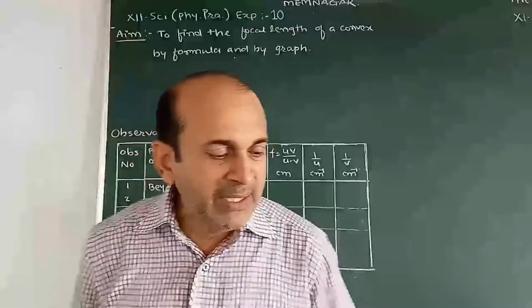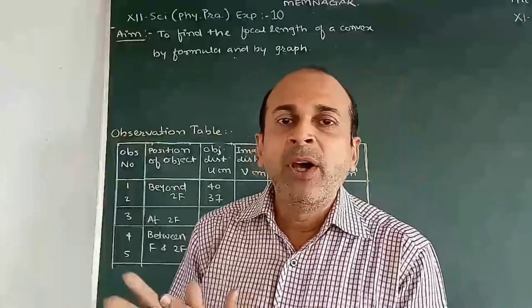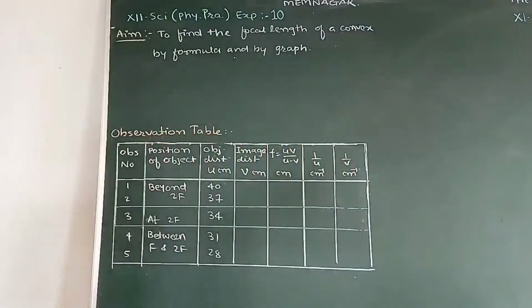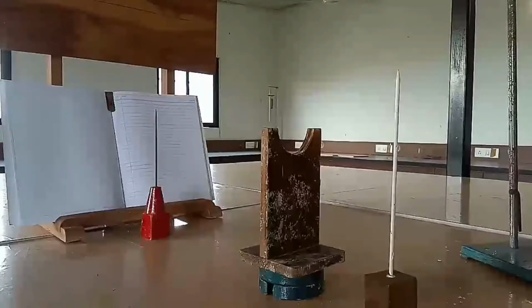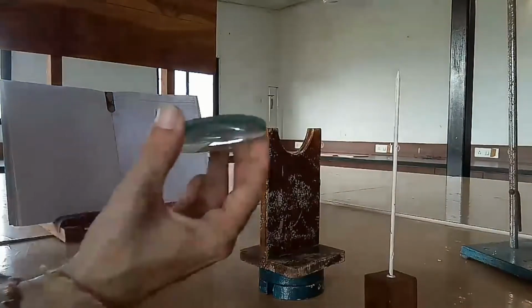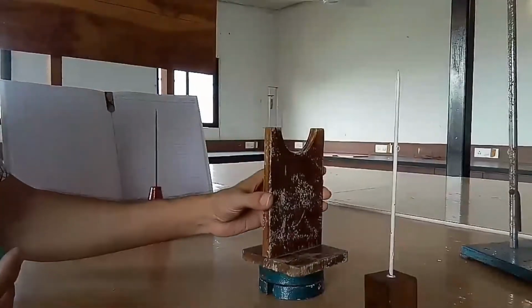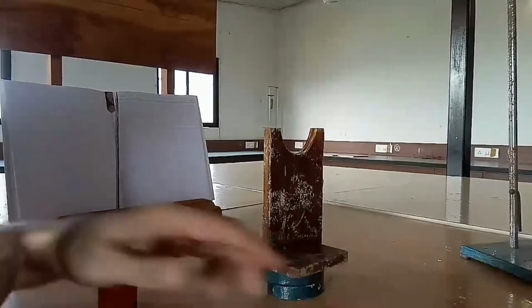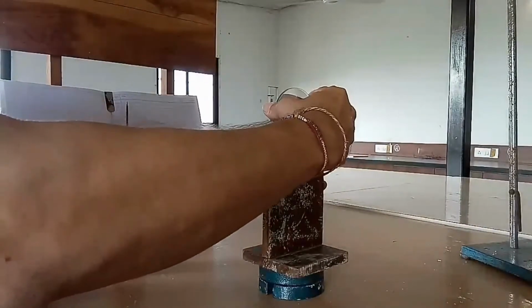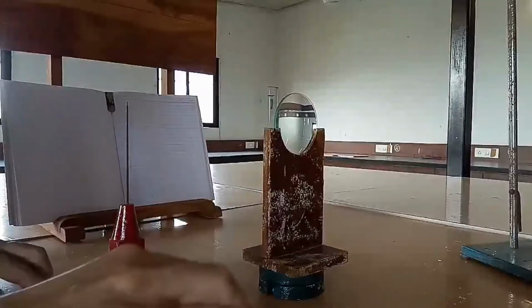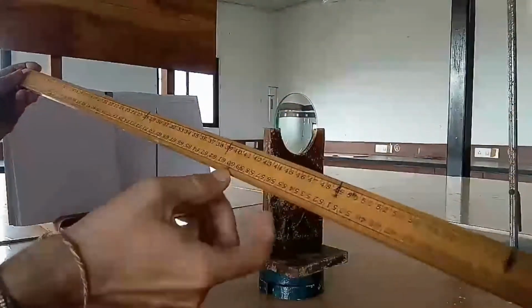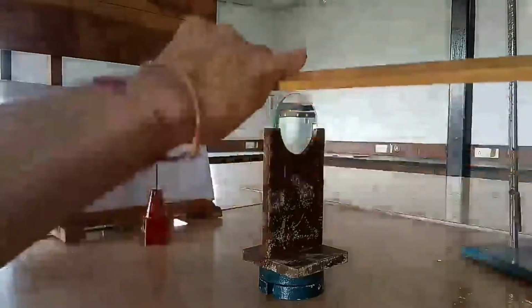Okay, object pin and image pin. Let me find the image distance for the object distance of 40 centimeters. Now we have a convex lens, this is the lens stand, we have the object pin and we have the image pin. First place the lens on the lens stand. Now place the distance between the lens and the object pin at around 40 centimeters. So this distance is 40 centimeters.